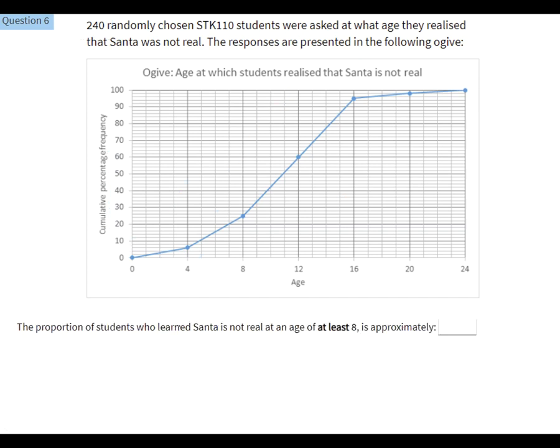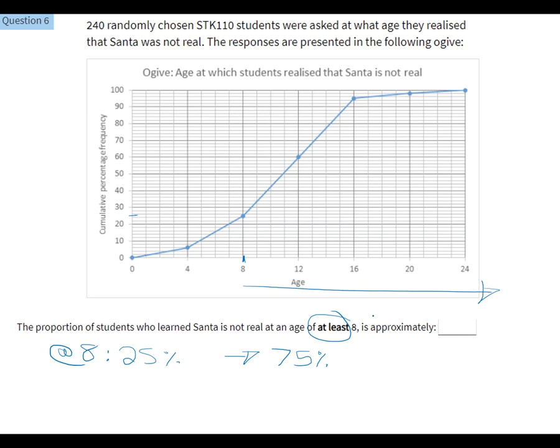The next question, we said the proportion of students who learn Santa is not real at an age of at least 8. So that means that we're interested in an age of 8 and older. That's what the at least part tells us. So if we go read this percentage off at 8, we are going to find that this is roughly equal to 25% of our values. Now, if we are asking for at most 8, that would have been your answer, but at least 8 means greater than 8 or 8 included, which means that we need to now convert it and say 75%, because we're looking at the upper bit, not the lower bit.